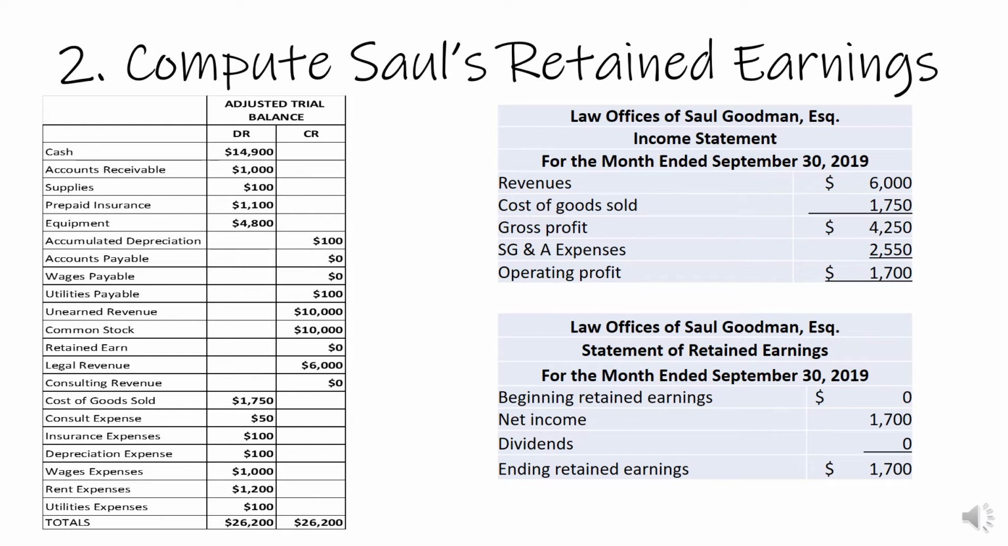So again, we start with the income statement, and the net effect of those transactions is the operating profit. This becomes our net income on the statement of retained earnings, which when we close the books, will get updated to its proper balance.